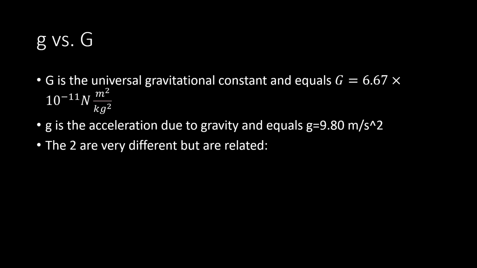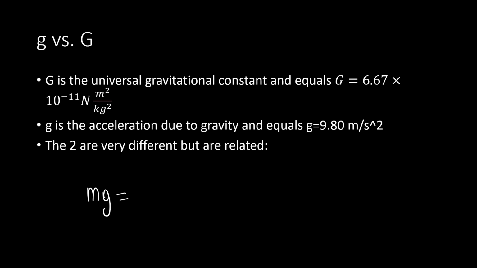So now let's go over the difference between lowercase g and uppercase G. Uppercase G is the universal gravitational constant and equals 6.67 times 10 to the power of negative 11 newton meters squared per kg squared. And the lowercase g is the acceleration due to gravity and equals 9.80 meters per second squared. The two are very different, but they are related. So on the surface of the Earth, your weight is equal to the force of gravity, which is mg.